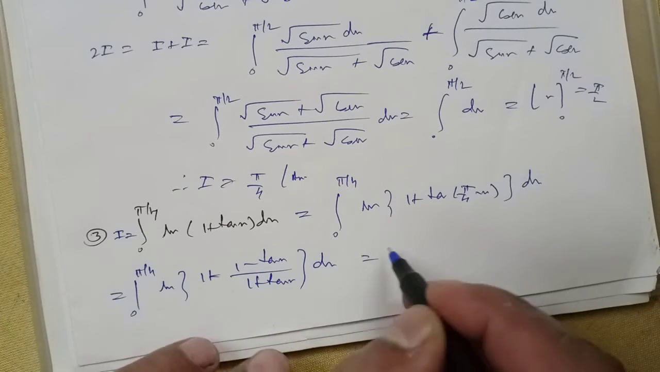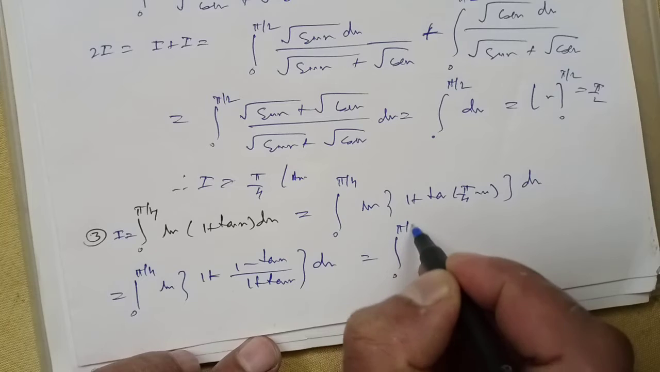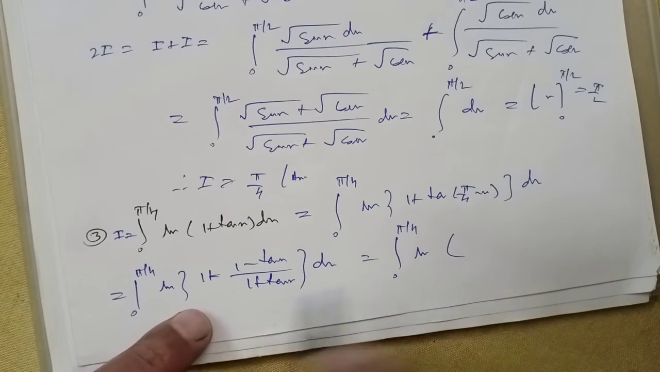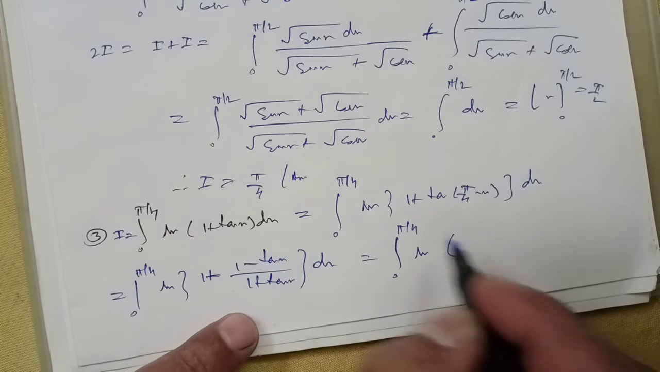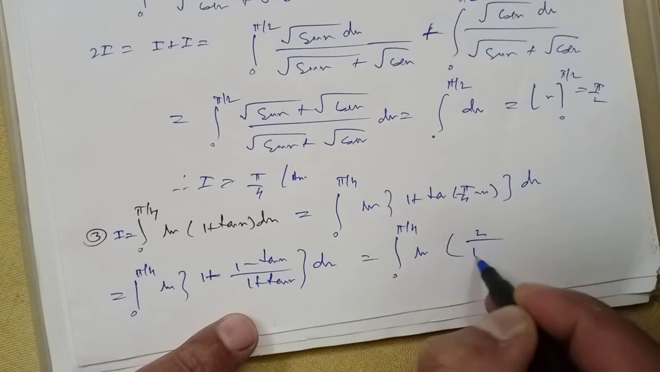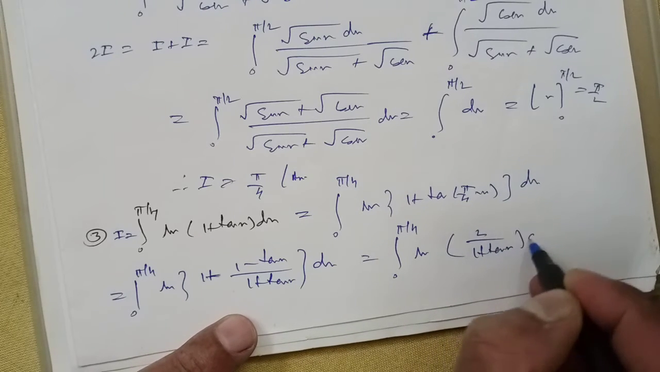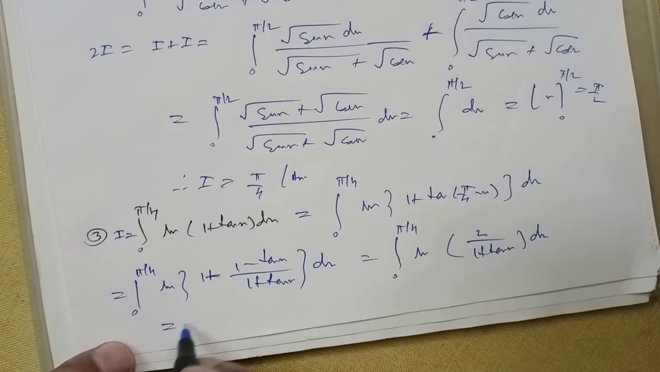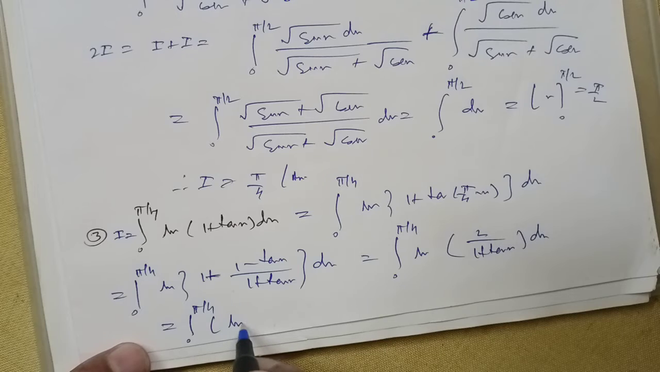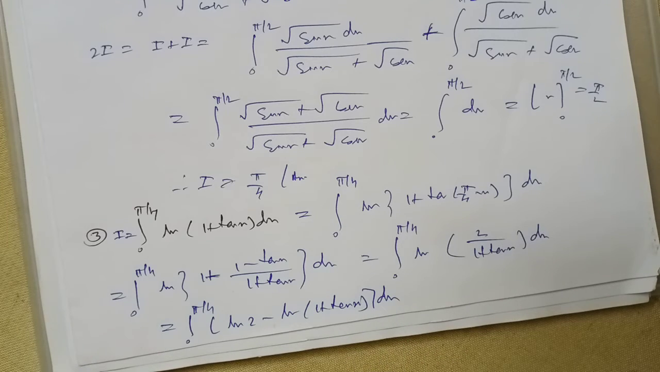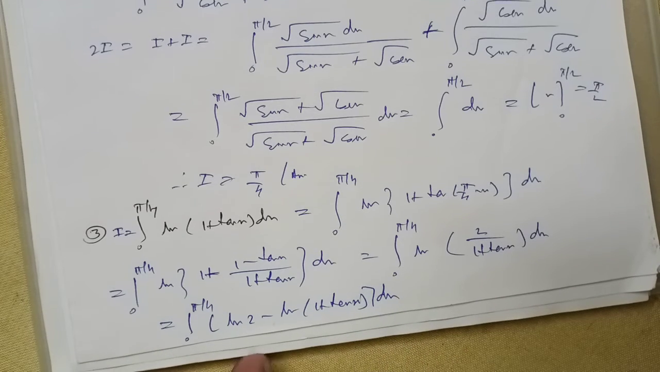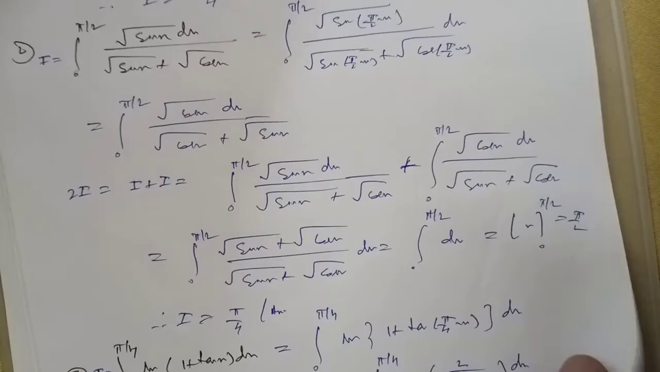Then you get integral 0 to pi by 4 ln of, if you add this, you get 2 by 1 plus tan x dx. Now you can write integral 0 to pi by 4 ln 2 minus ln of 1 plus tan x, then dx. Now let me turn the page.